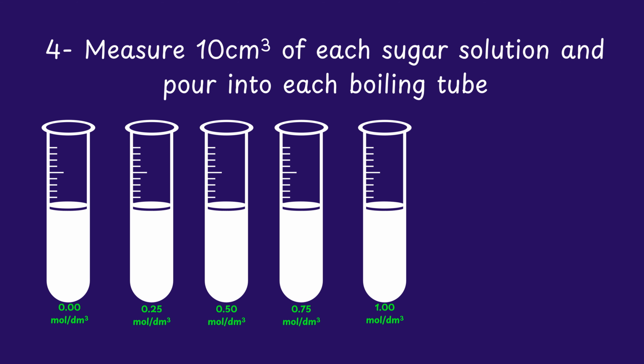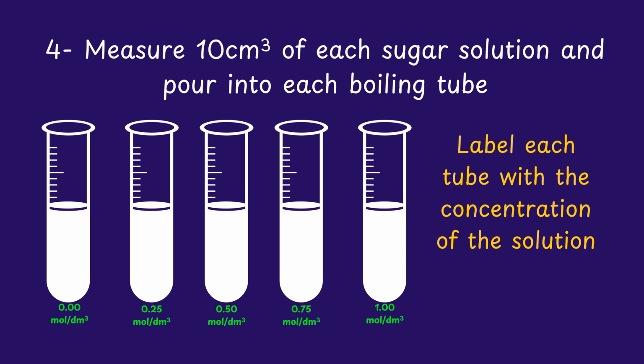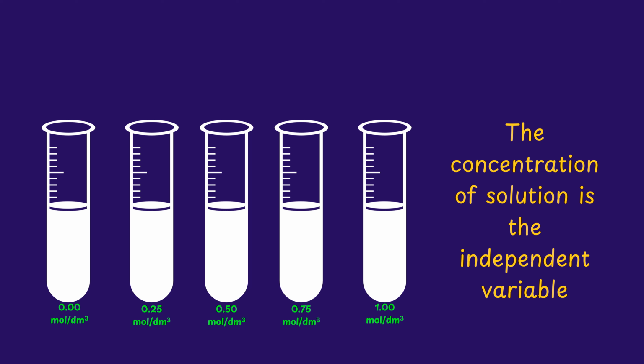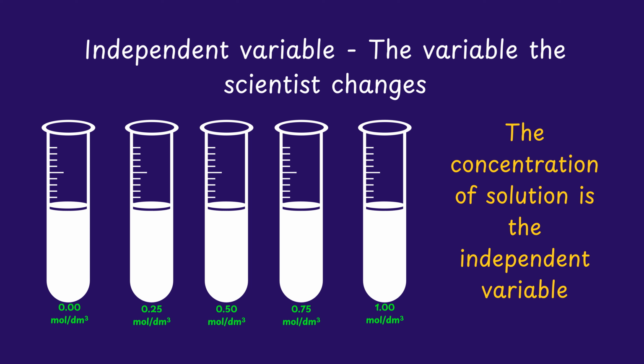Step 4, measure 10 centimeters cube of each sugar solution and pour into each boiling tube. Label each tube with the concentration of the solution, just like what you're seeing right here. The concentration of the solution is the independent variable. Remember, students, the independent variable is the variable that the scientist changes, right? And you can see that there are different concentration of solution. Right here we have 0.25, 0.5, 0.75. So the concentration of the solution is the independent variable.